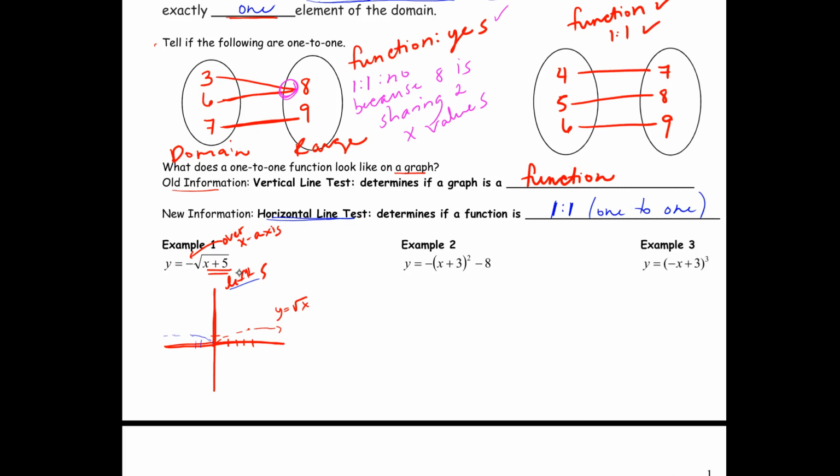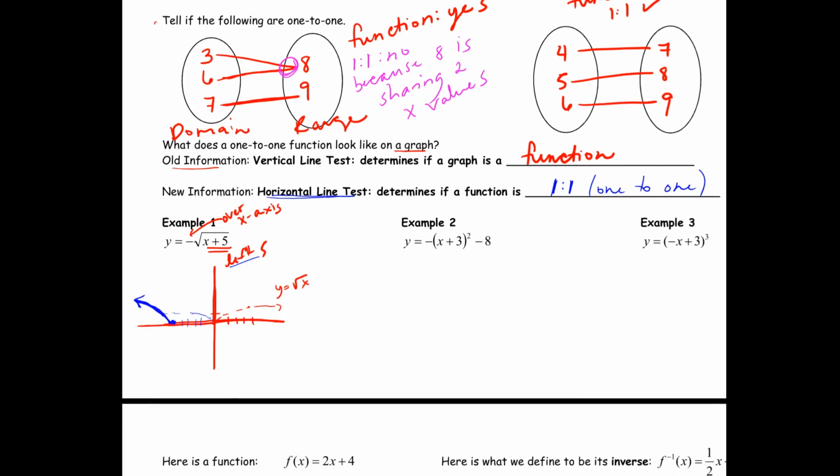So we go 1, 2, 3, 4, 5. And instead of having (1, 1), I'm now going to have the point (-6, 1). And there is my function off to the left there. Okay, so here's my function.